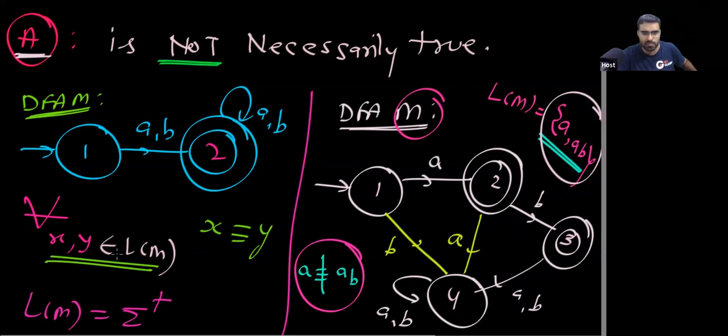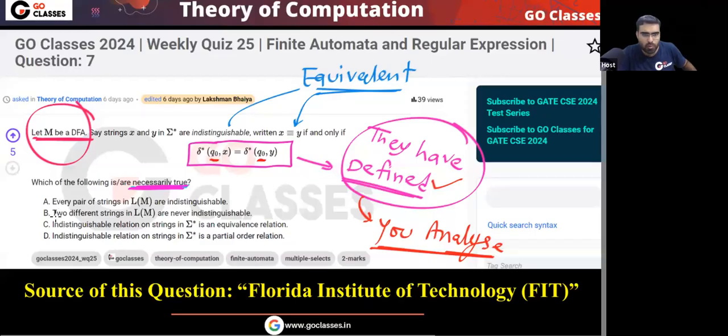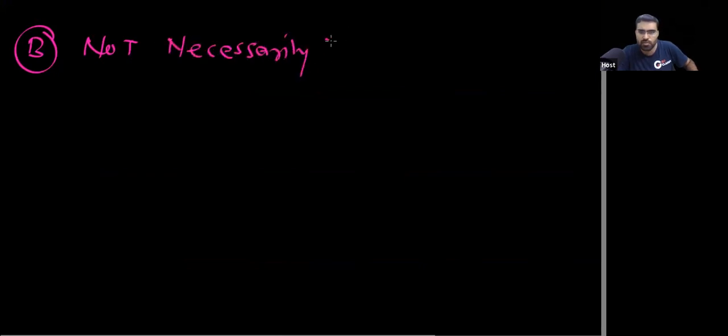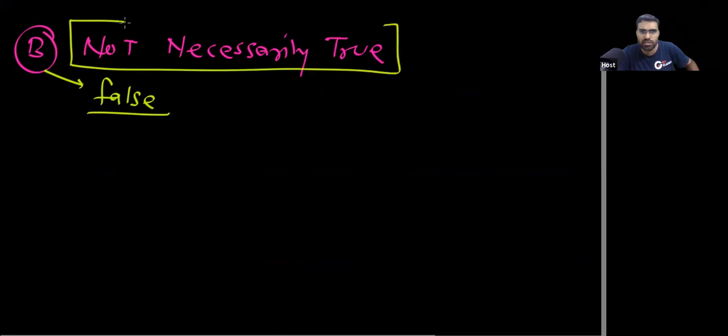What about option B? Option B is saying two different strings in L of M are never indistinguishable, never equivalent. Is this true? This is also not necessarily true. Option B is also false basically. I can say option B is false, or I can say it is not necessarily true.